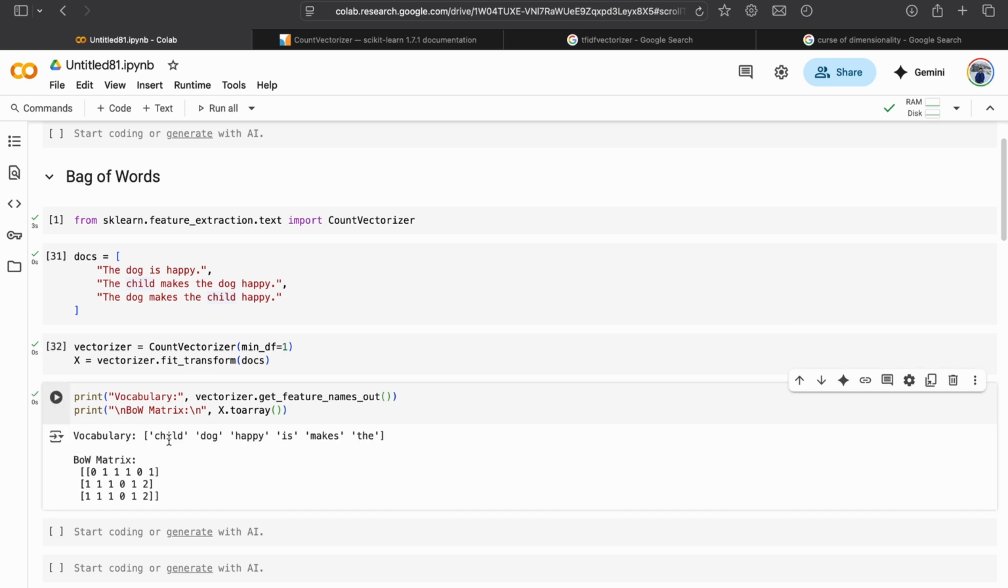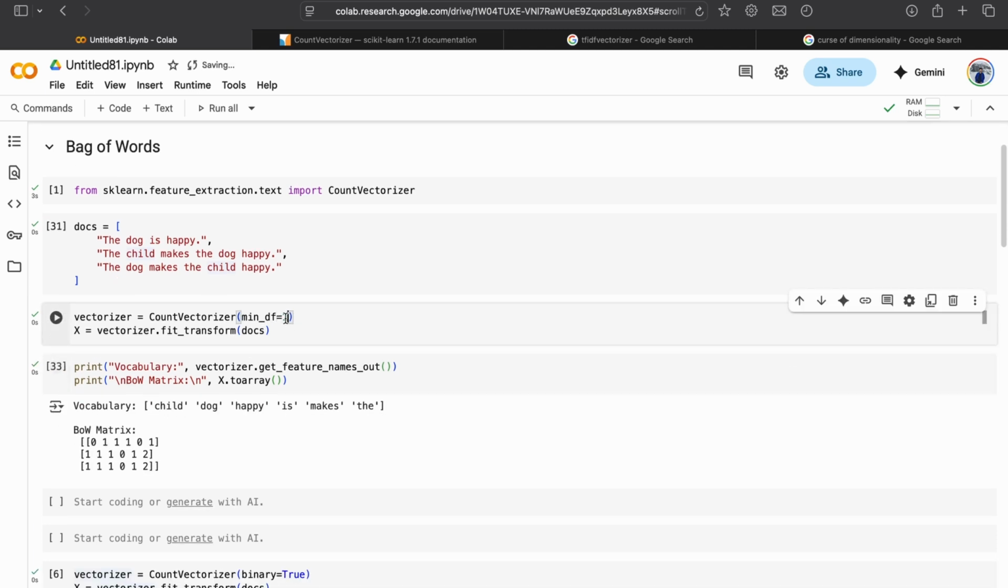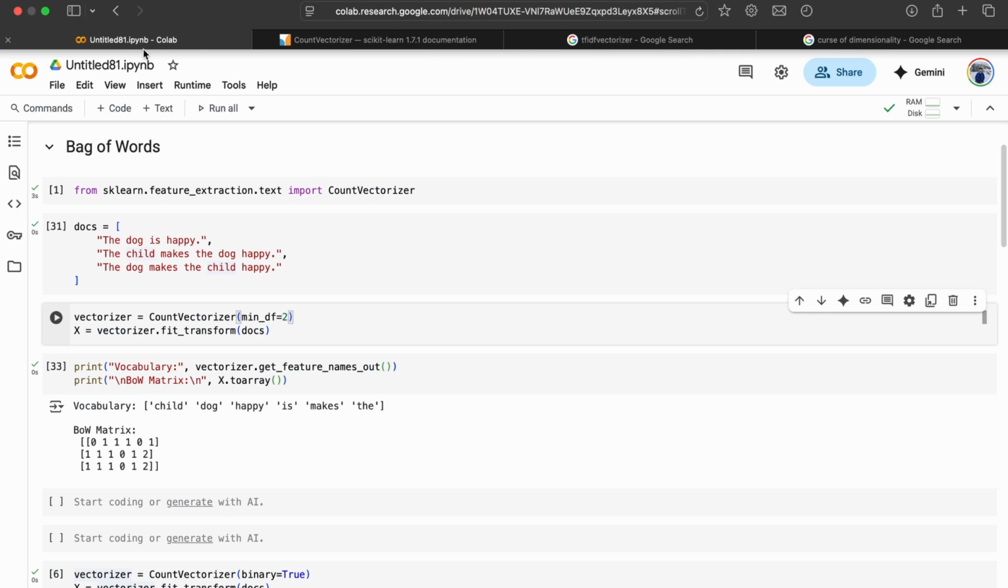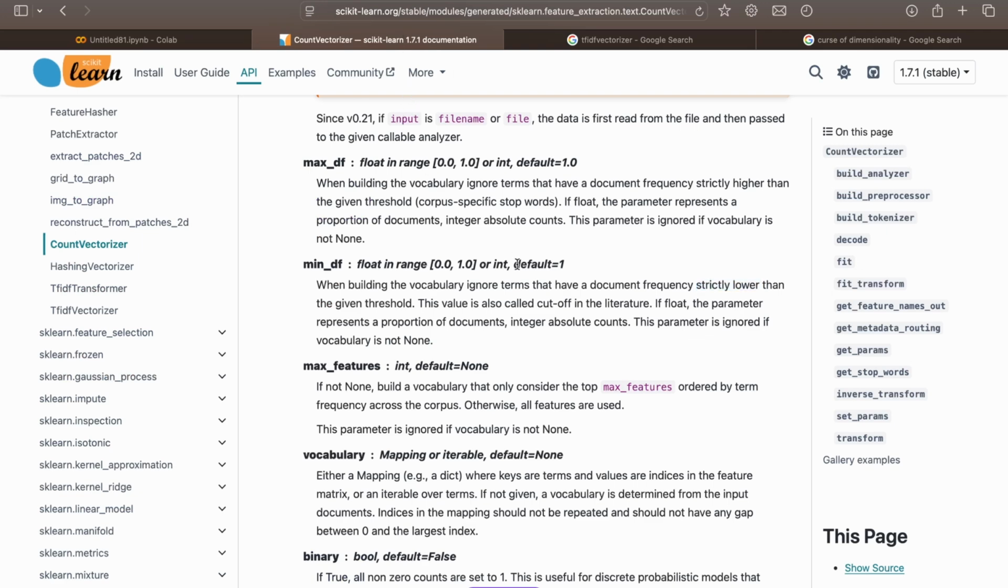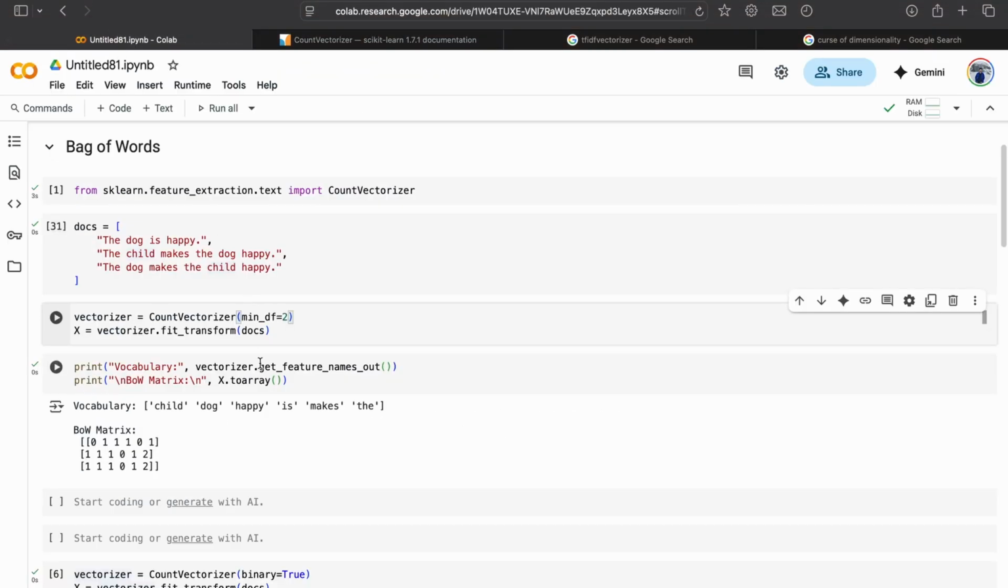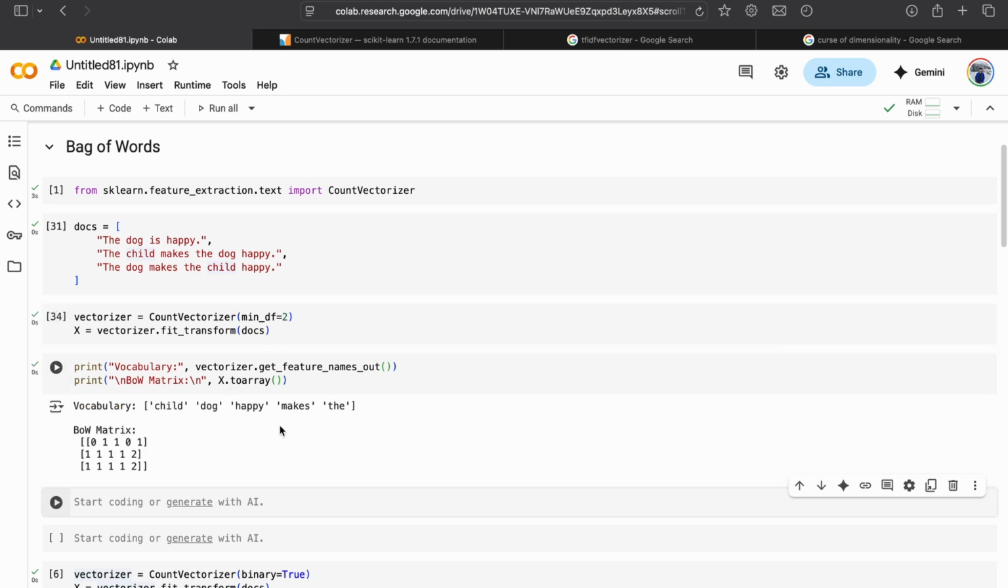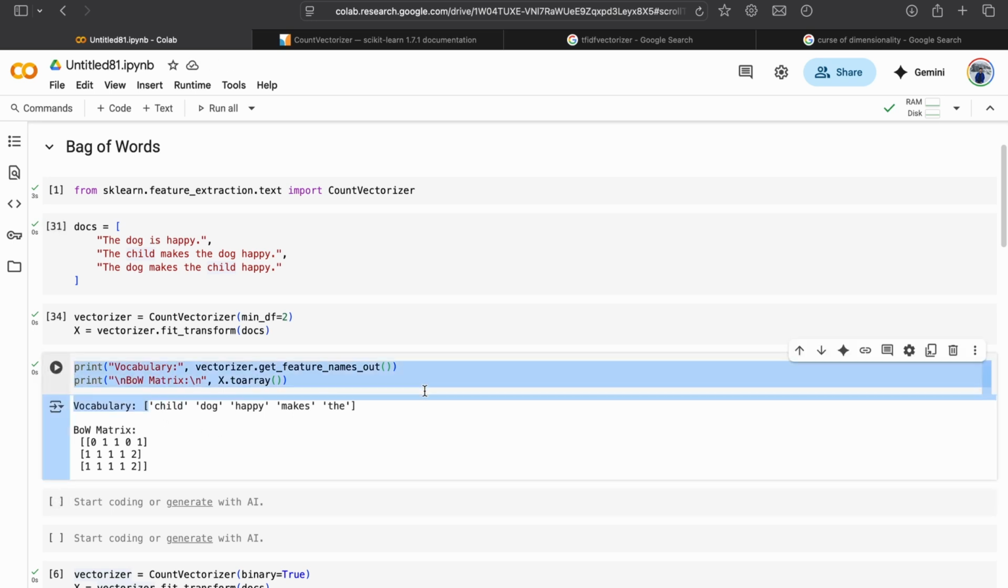Let's run this. Sorry, it should be 2, because I think it's strictly lower than, not lower than or equal to. So strictly lower means it's lower than, not lower than or equals to. So we should be using 2. By default it's 1. So anything lower than 2 gets ignored. Once we use 2, we'll see that "is" is ignored and it's not in the vocabulary.